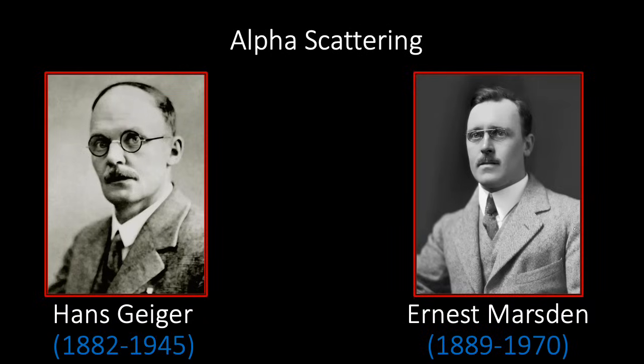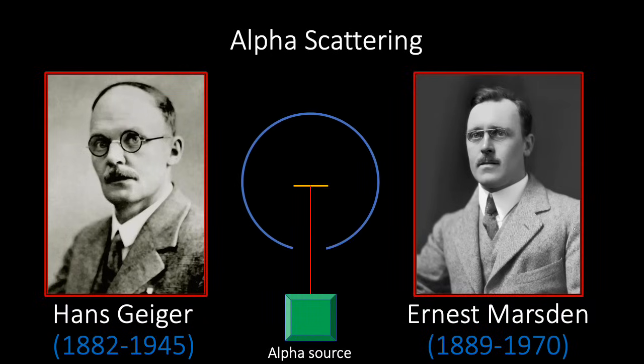The experiment that ultimately caused the death blow to the Plum pudding model was the famous alpha scattering experiment of Geiger and Marsden in 1909, which involved firing a stream of positively charged alpha particles at a thin piece of gold and measuring the angles of deflection.